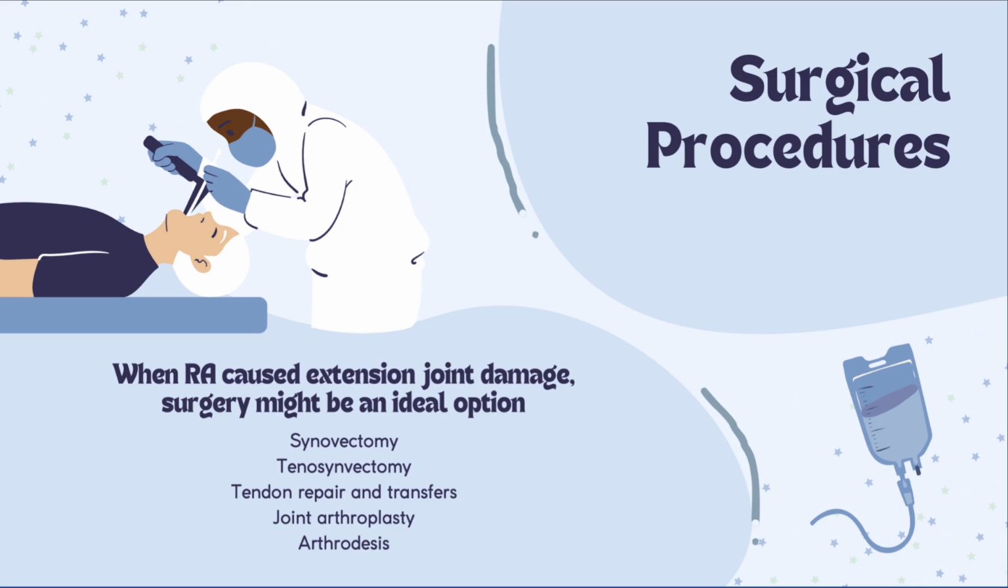Some of the most common surgical procedures include synovectomy, which is the excision of the diseased synovium, and tenosynovectomy, which is the removal of diseased tendon sheath. Both of these are performed to relieve symptoms and slow the process of joint destruction. Next is tendon repair and transfer, which is the relocation of displaced tendon, repair of ruptured tendon, and release of shortened tendon to correct hand deformities. Next, we have joint arthroplasty, which is reconstruction of joints, and arthrodesis, which is joint fusion to restore the joints.